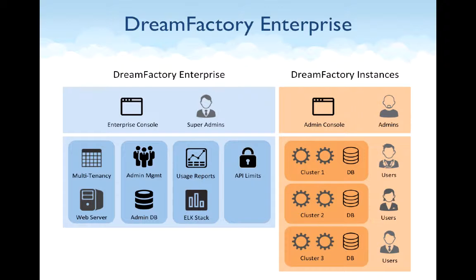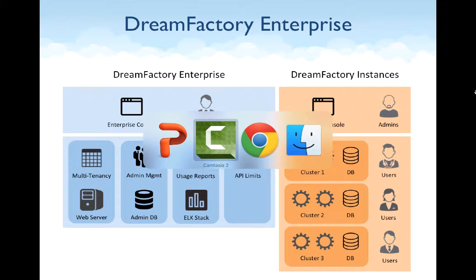Lastly, the system provides API limits, which is really nice for imposing restrictions on how many API calls can go through each instance, for a given end user, for all end users, or the entire cluster. There are various ways to set it up. The key idea is that the enterprise product is used to manage all of your DreamFactory instances that run on the right.